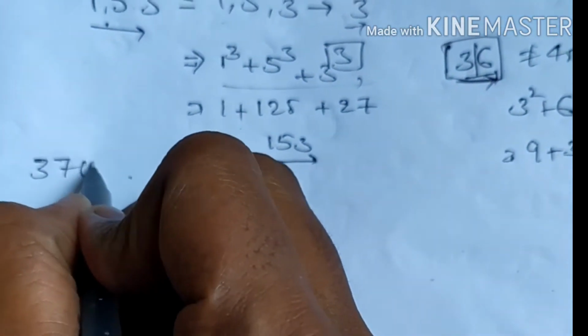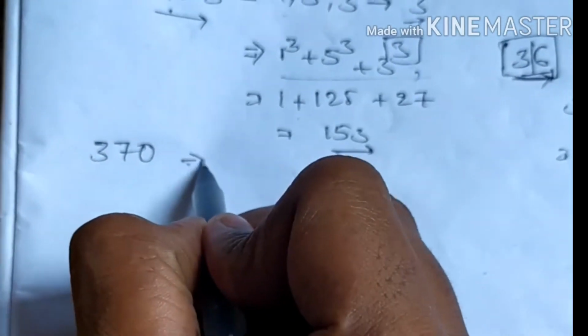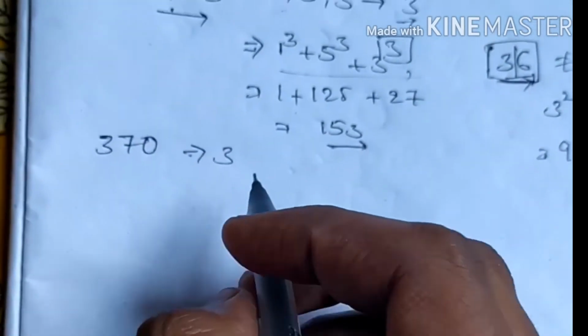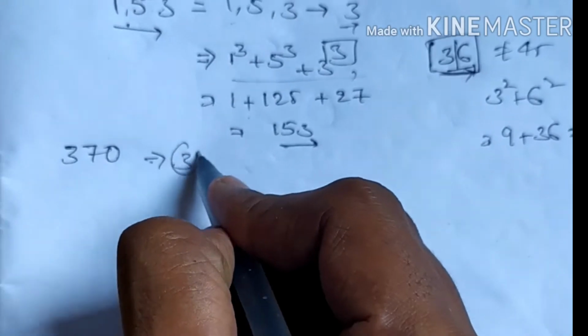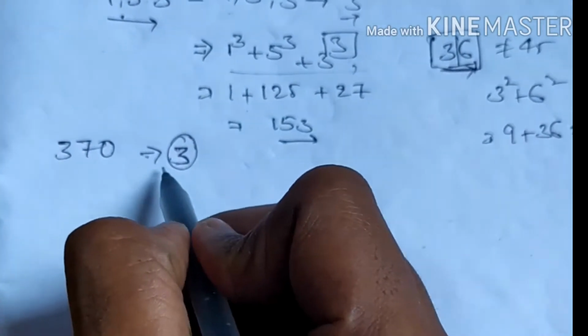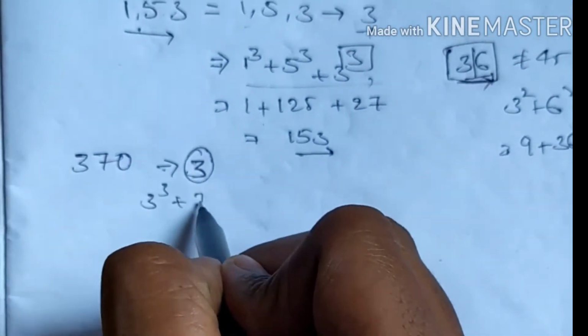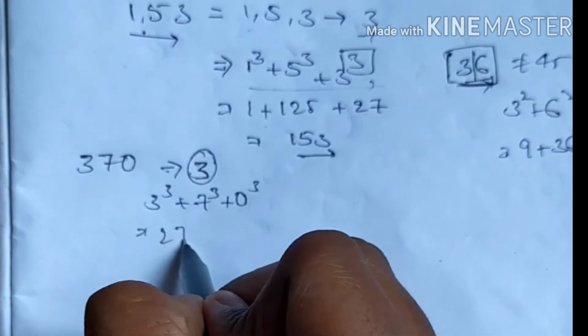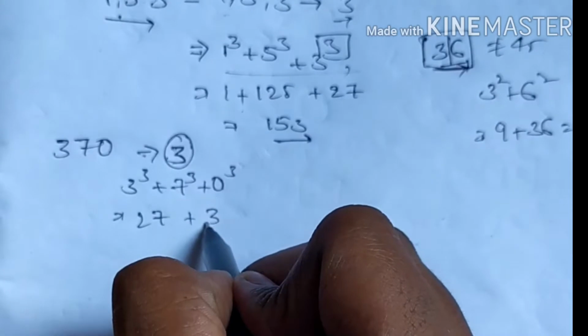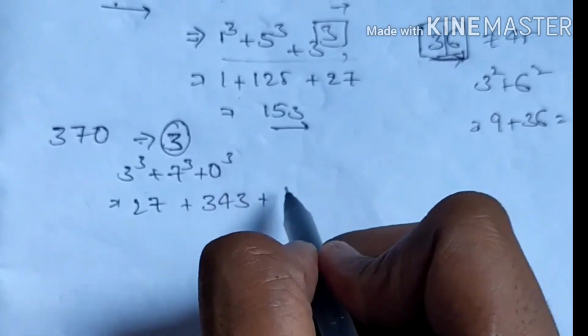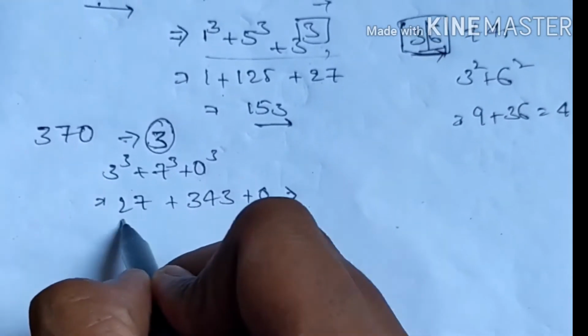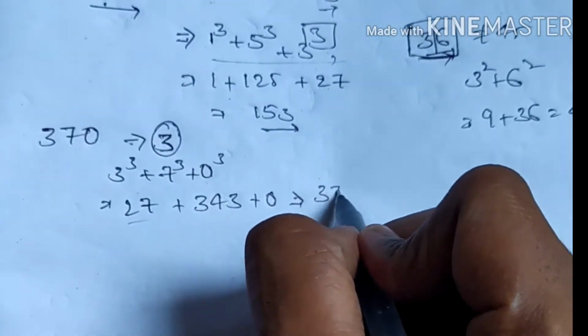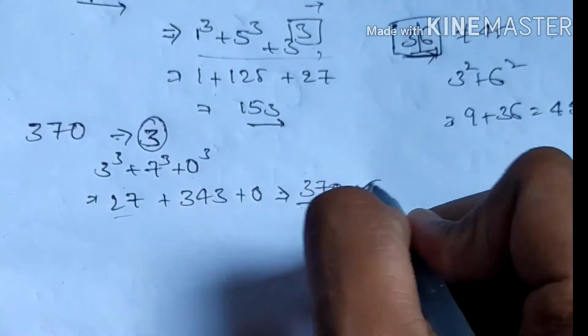For understanding purpose, we will consider one more example, that is 370. In this we have three numbers, right? 3, 7, 0. We will take only cubes because we have three numbers only. So 3 cube plus 7 cube plus 0 cube, which will give you 3 cube means 27, right? 7 cube means 343 and 0 cube means 0 only. By adding these numbers we will get 370. So 370 is an Armstrong number.